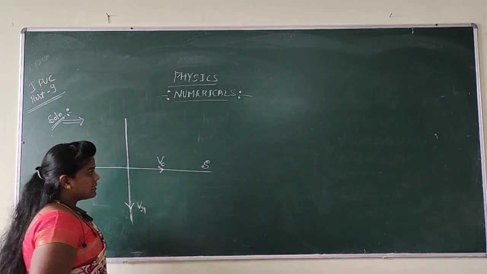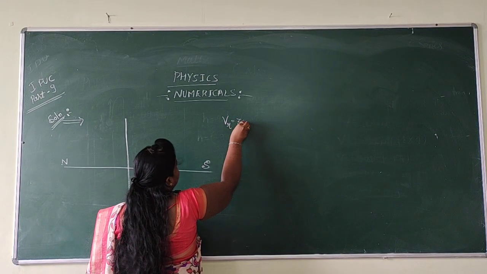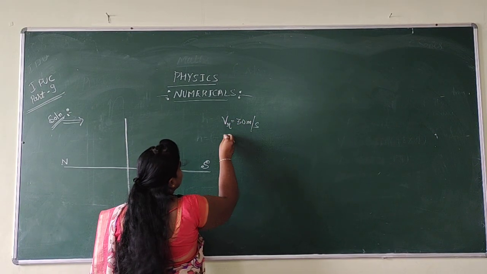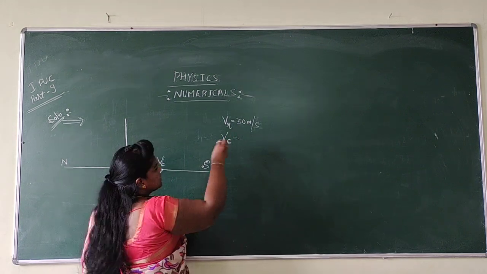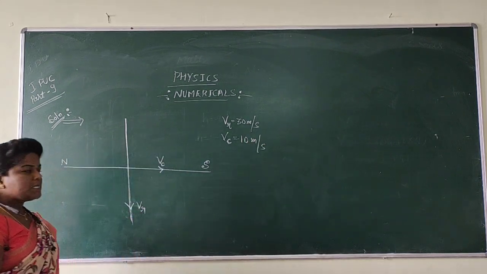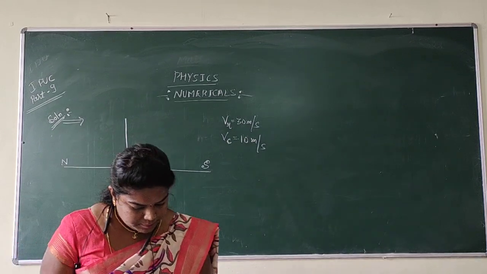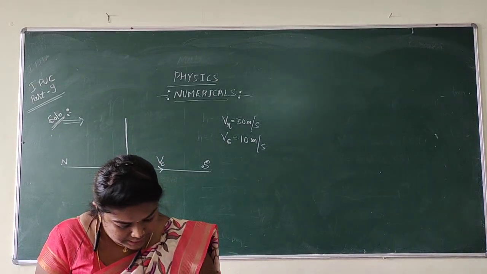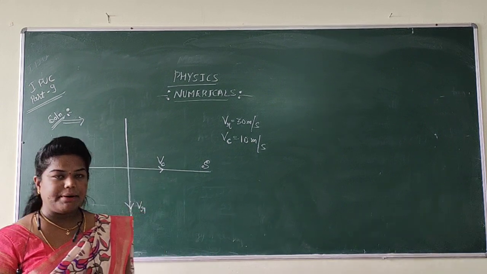So simultaneously let us write the given values. The velocity of the rain is equal to 30 meters per second, which was given in the question. And the velocity of the woman, that is the velocity of the cyclist, is equal to 10 meters per second. Yes, this much we have written. Now, what was the question? See here, what is the direction in which she should hold an umbrella?